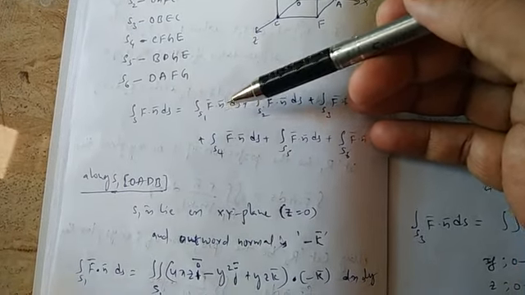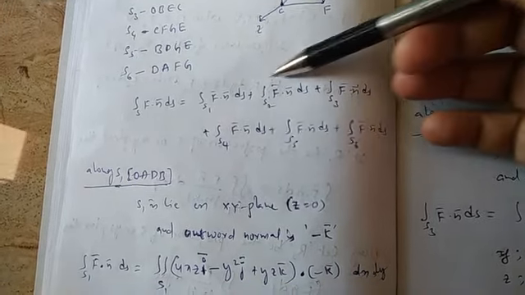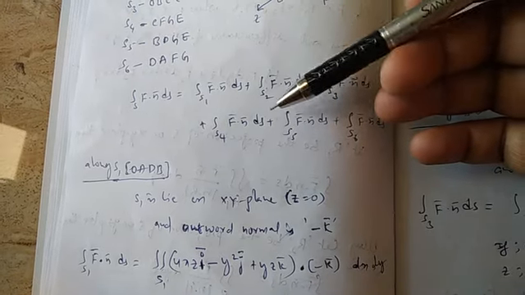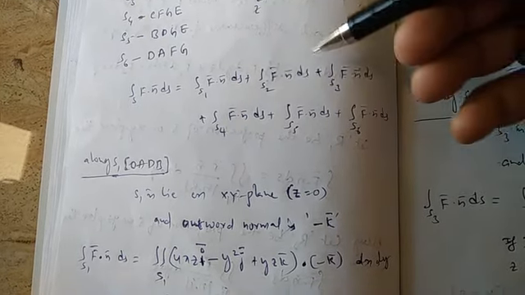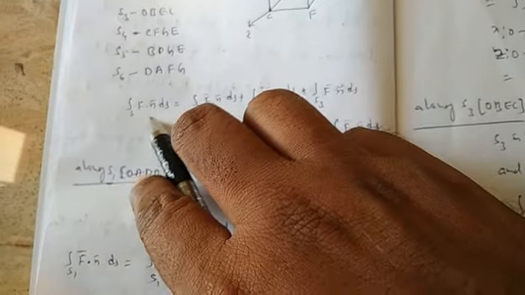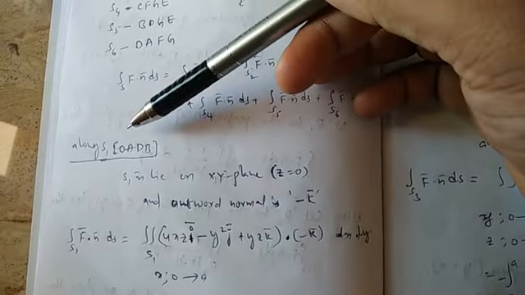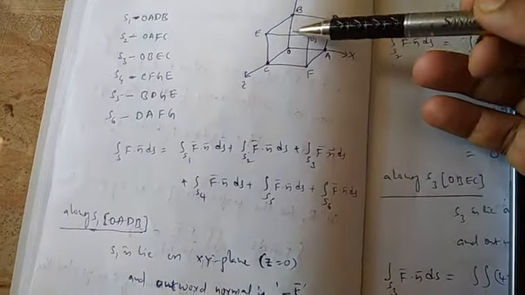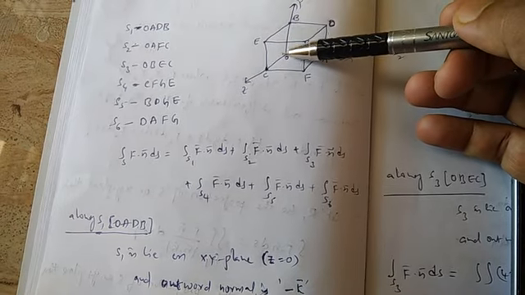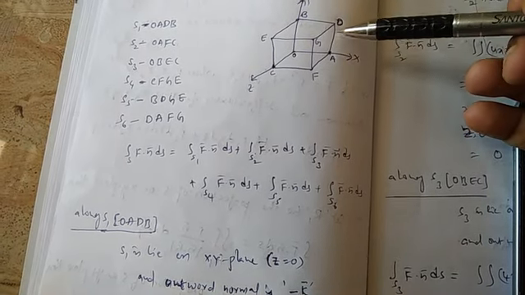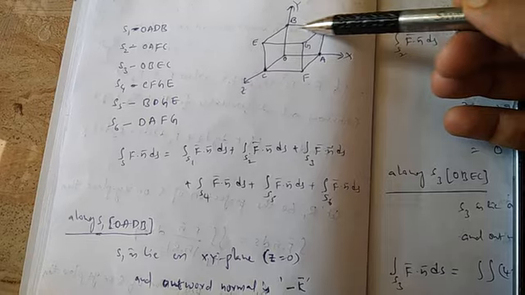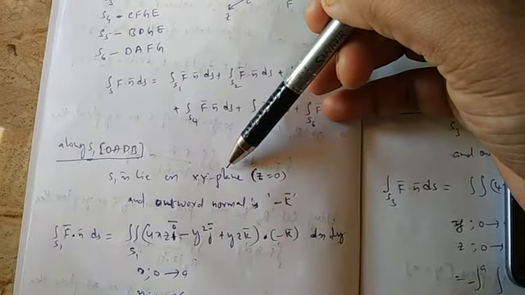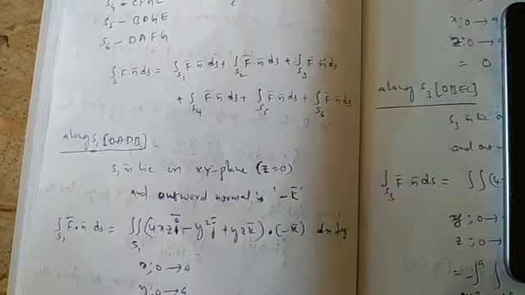Now first along S1. Now evaluate the 6 surfaces integration one by one. Now at last step we need to add the whole 6 surfaces. We can get the integral over S of F dot n dS. Now along this S1, O, A, D, B. Now S1 lies on the xy plane, then z is 0 simply.